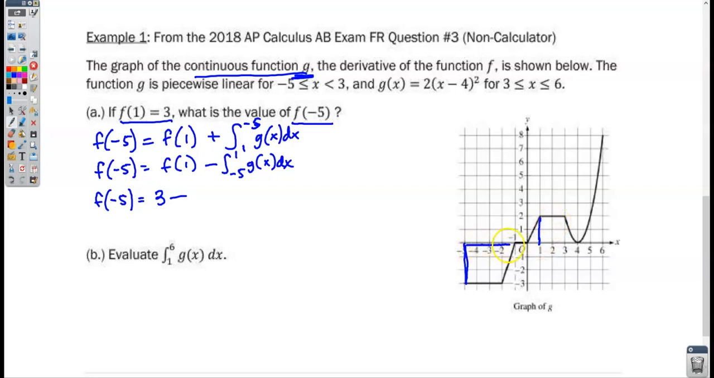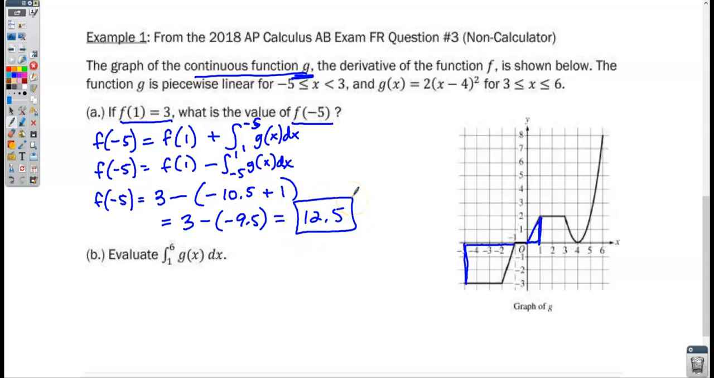We've got this area right here, which is 1, 2, 3, 4, 5, 6, 7, 8, 9, 10.5 units that are below the axis, so that's negative 10.5 that it contributes to the integral. And then we've got 0, and then we've got this area right here, which is a triangle with an area of 1. That's positive. And so this ends up being 3 minus negative 9.5, or 12.5, for the value of f of negative 5.